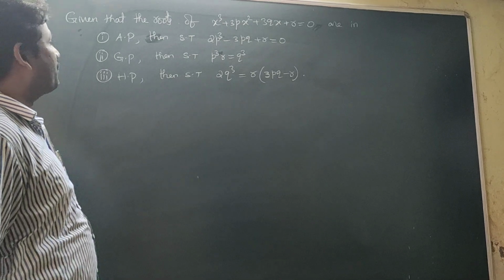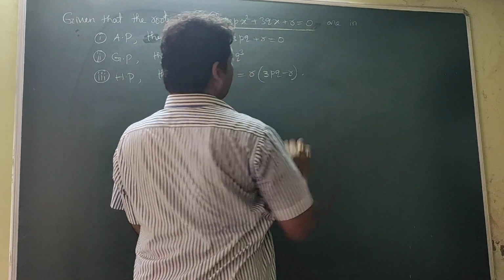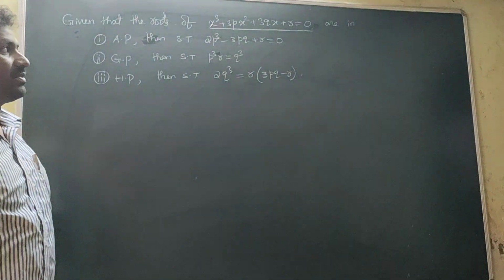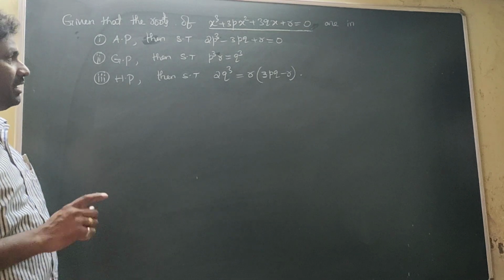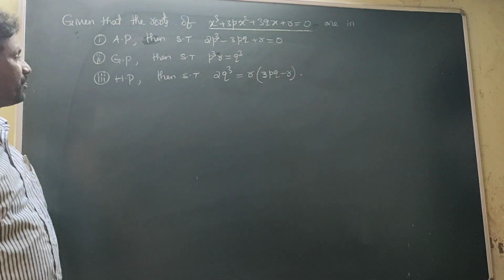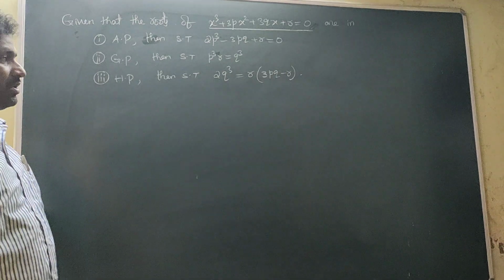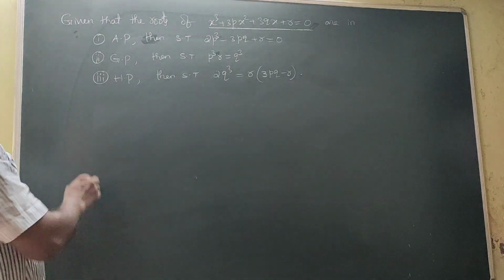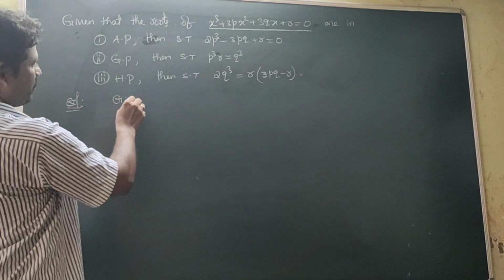Right, series problem. Given that the roots of the equation x cube plus 3px square plus 3qx plus r equal to 0 are in AP, then we prove that condition. In GP, we have to prove that condition. In HP, so we have to prove that condition.